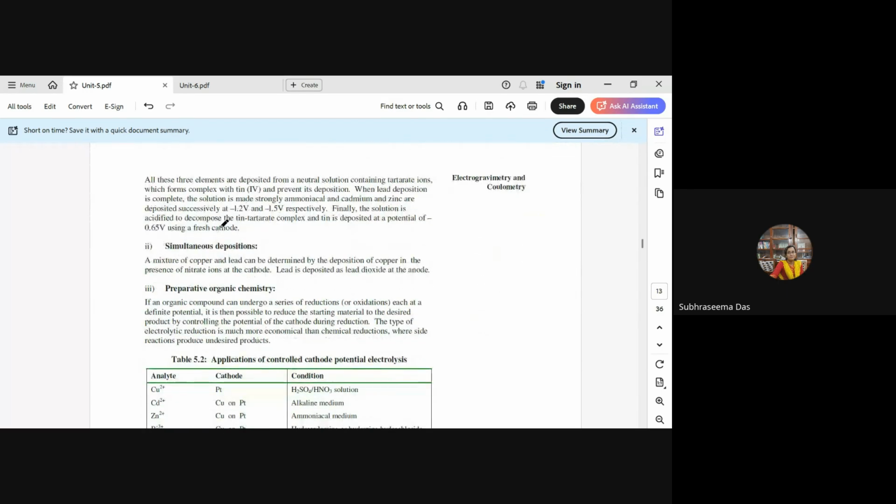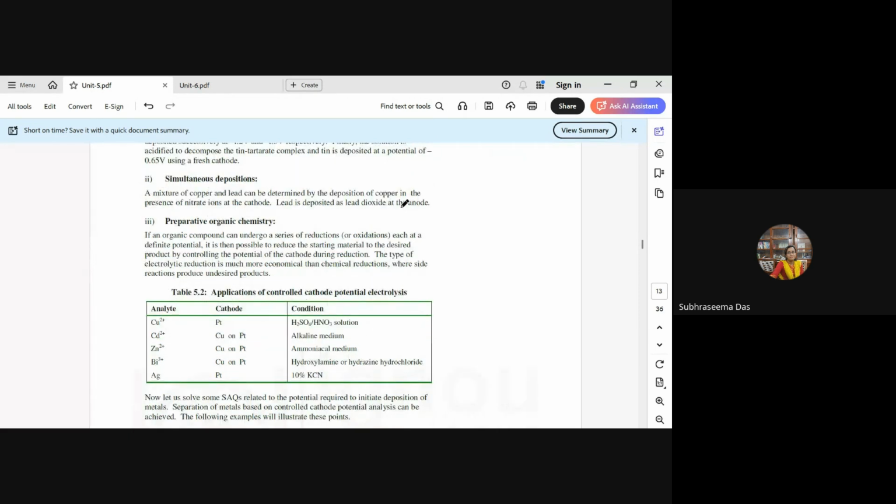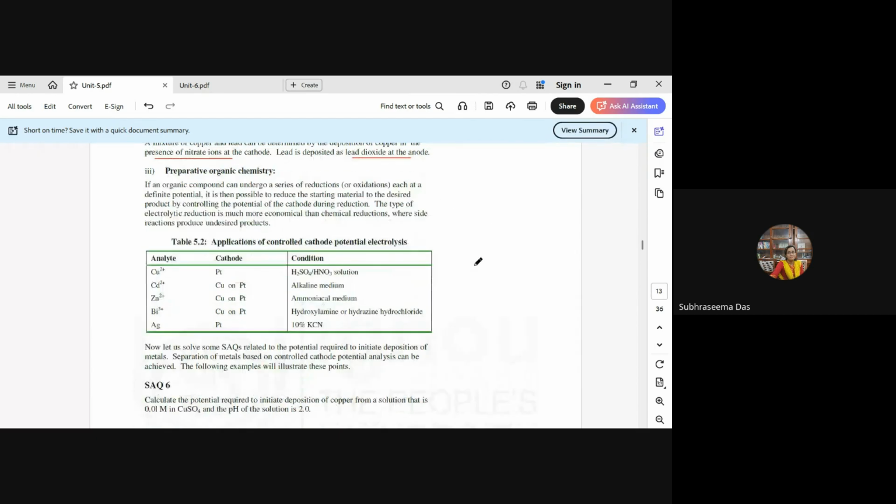So all the three elements are deposited from neutral solution containing tartrate ions, which form a complex with tin. Likewise, finally the solution is acidified, and then we can use a fresh electrode. So simultaneous depositions: a mixture of copper and lead can be determined by the deposition of copper in the presence of nitrate at the cathode. Lead is deposited as lead dioxide at the anode.